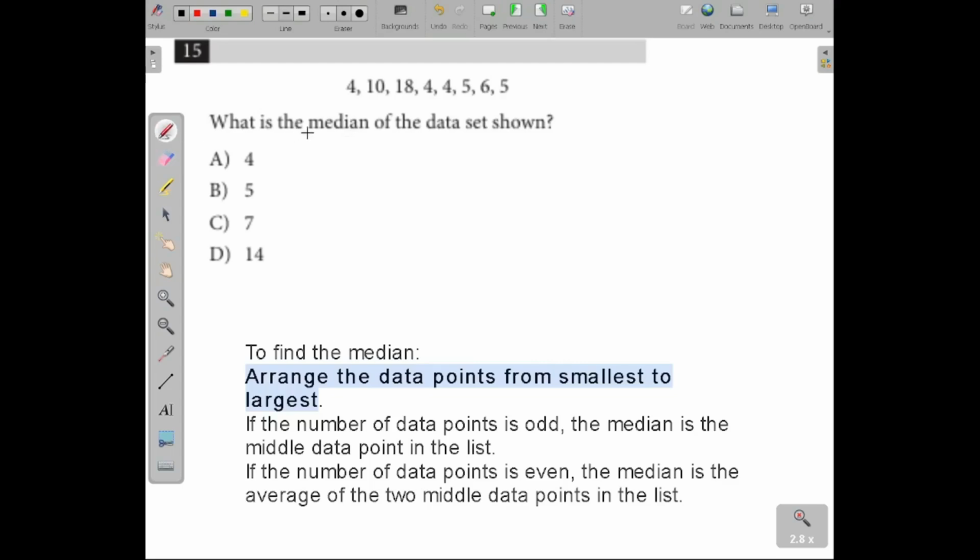Number 15. We have this dataset. What is the median of the dataset shown? What do we have to do to find the median? First, we have to arrange the data points from smallest to largest, or in ascending order. We have 4 and 2 4s more. 1 and 2. Now we have 5, we have 2 5s.